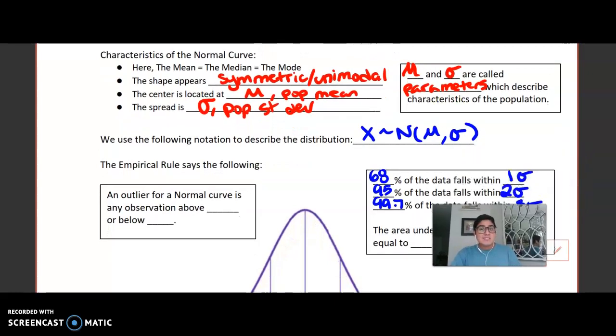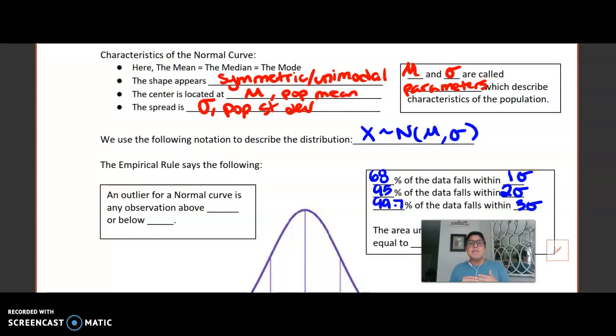First and foremost, since it's symmetric, we should expect the mean and the median to be equal. But also here, the peak in the data, the mode, is also equal. So all three of these measures of center are equal. The shape appears approximately symmetric and unimodal.